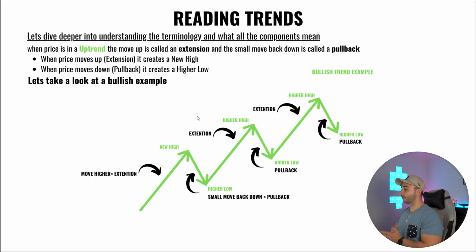So now let's look at a bullish example of what we were just looking at. So when price is in an uptrend, the move up is called an extension, and then the move back is called a pullback. So it's literally just inverse in what we are looking at. When price moves up, the extension, it creates a new high. When price moves back down, which is the pullback, it creates a higher low.